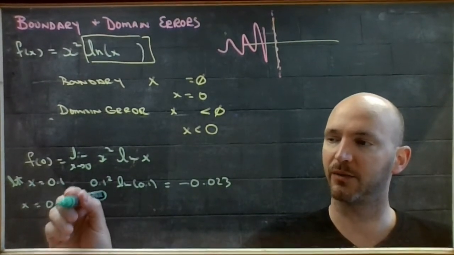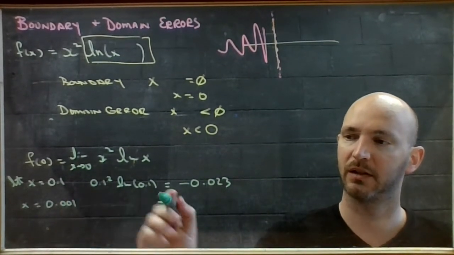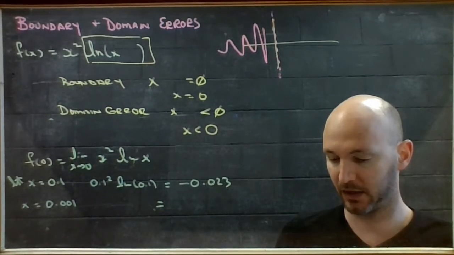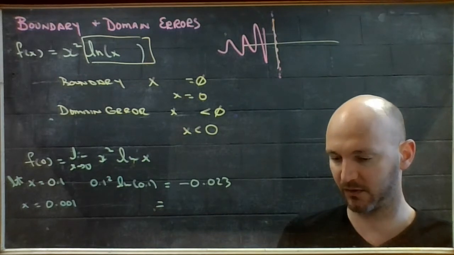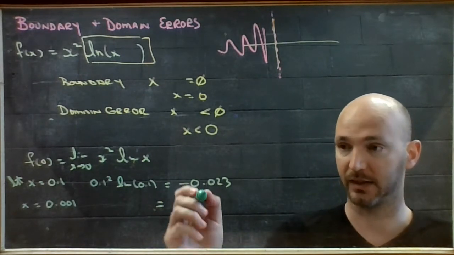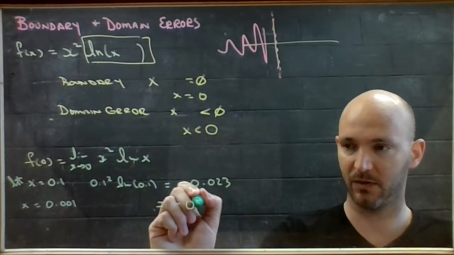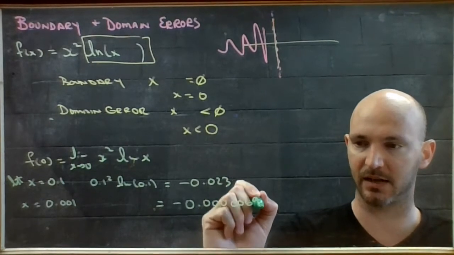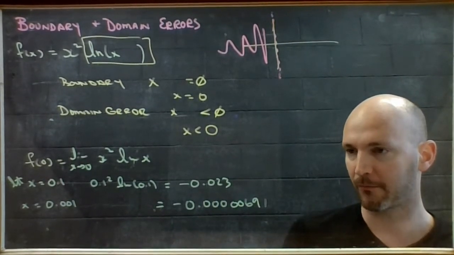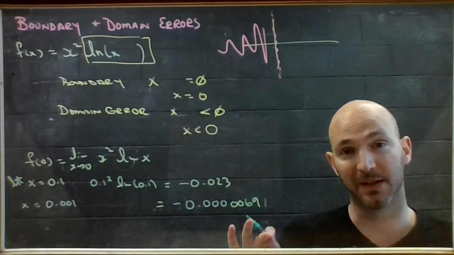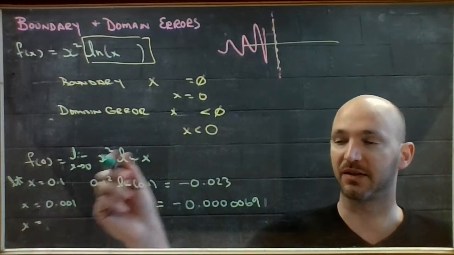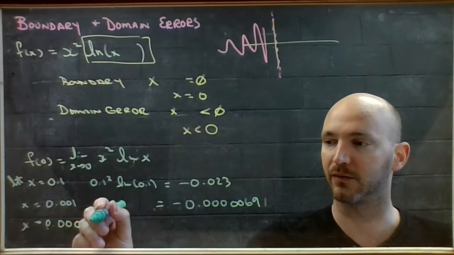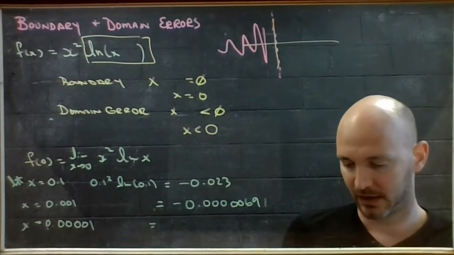And if I try another one, 0.001, that would be 0.001 squared multiplied by ln of 0.001. I get, goodness, negative 0.000000691. And as always when doing limits, you should do 3 because 2 points are not enough to confirm a pattern. I'm going to add 4 more zeros on there.